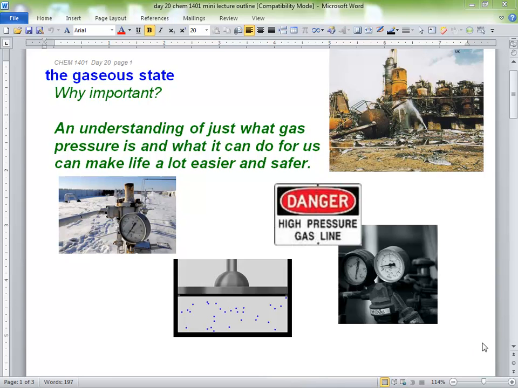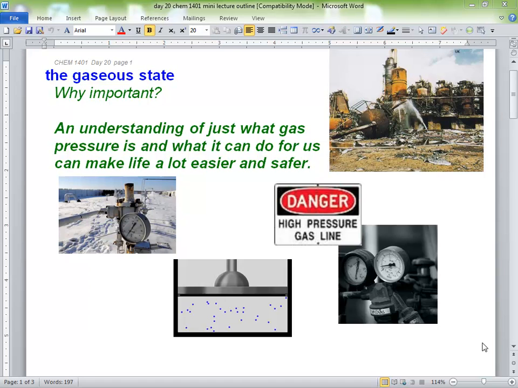The gaseous state. And what's the big deal? Man, it could be a chemical reaction. You could be making Snicker bars. I'm not sure what the case is, but a lot of times you're involving gases. You could be generating a gas. You could be using a gas.